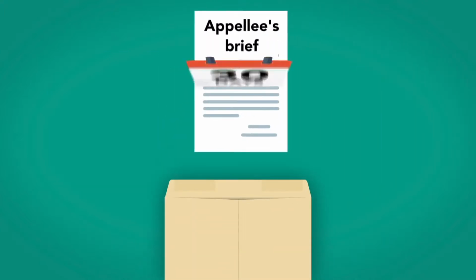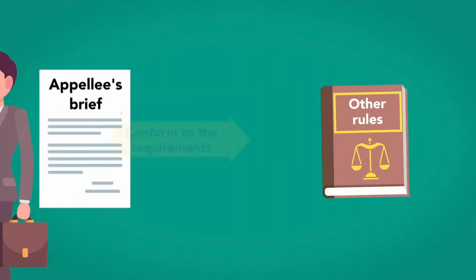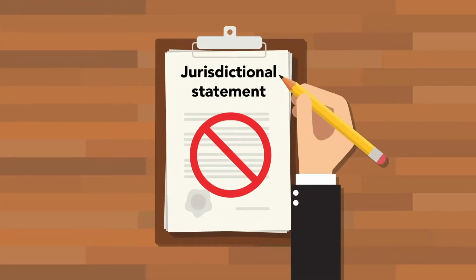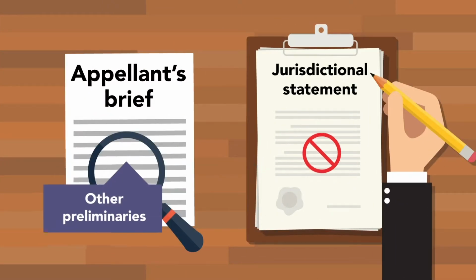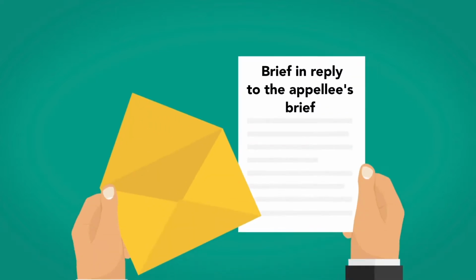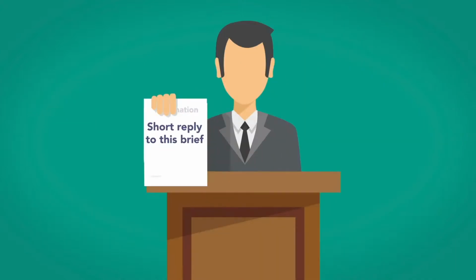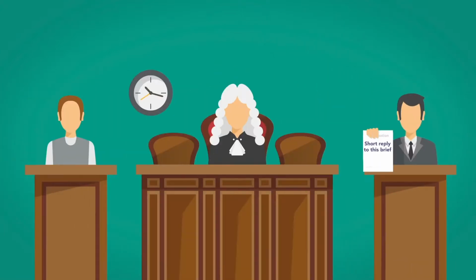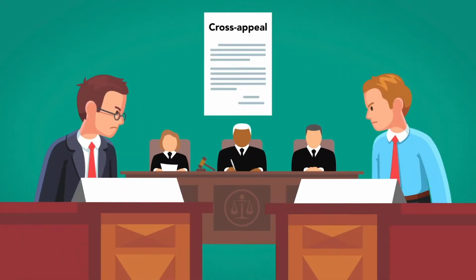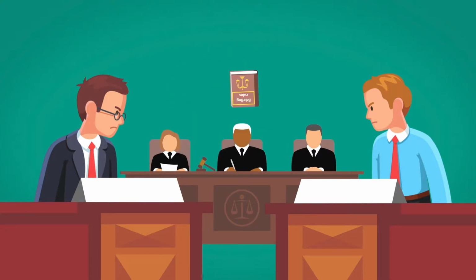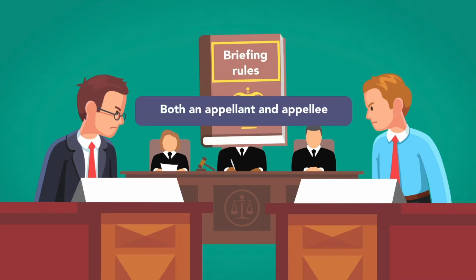The appellee's brief must be filed within 30 days after the appellant's brief is served. It must conform to the requirements of the other rules, except that it need not make a jurisdictional statement or some of the other preliminaries required of the appellant's brief. The appellant may file a brief in reply to the appellee's brief. This brief has a 15-page limit, and the court may allow the appellee to file a short reply to this brief. Cross appeals are also allowed, in which each party appeals against the other. In that case, each follows the briefing rules of both an appellant and appellee.